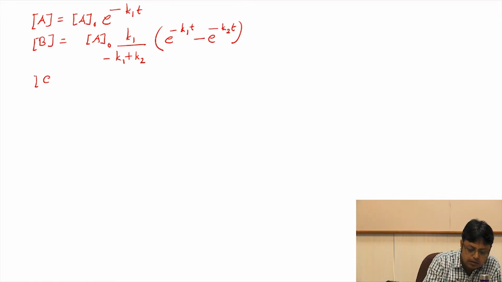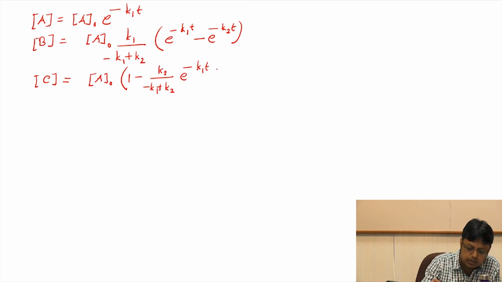And for C, using the material balance that A plus B plus C will always be equal to A0, we can write it as A0 into 1 minus k2 by minus k1 plus k2 into e to the power minus k1t plus k1 by minus k1 plus k2 into e to the power minus k2 into t.